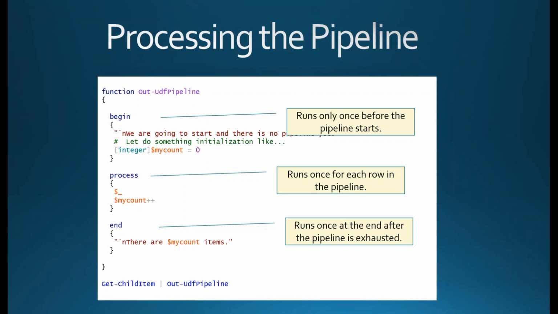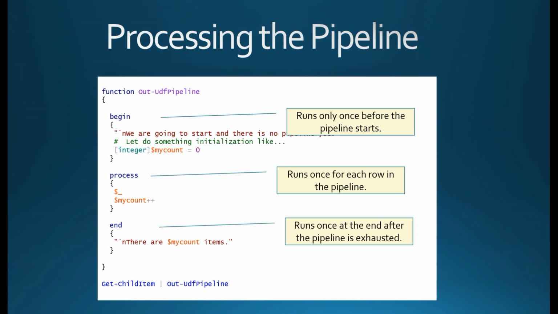Then for every row in the pipeline, the process block will execute, and end will run only when the pipeline's been exhausted. So a great example is if you're writing to, say, a database with a file coming in, you would probably in the beginning open up the connection to the database, and then in the process you would maybe do an insert for every row coming through the pipeline, and at the end you want to close the connection. So that's kind of the purpose of the three parts.